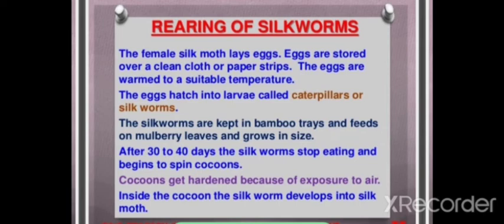The silkworms are then kept on bamboo trays, and they start to eat mulberry leaves and grow in size. After 30 to 40 days, the silkworm stops eating the mulberry leaves and starts to spin the cocoon. The cocoons get hardened on exposure to air. Inside the cocoon, the silkworm develops into a silk moth.